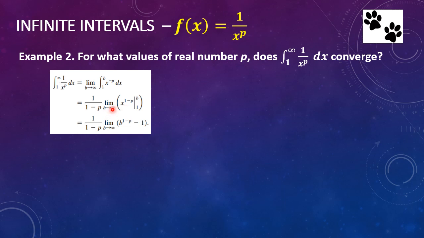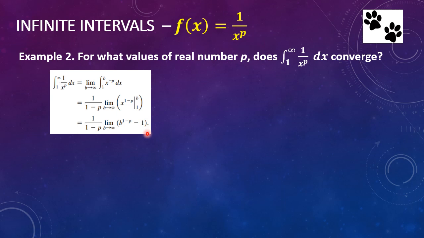And here we are applying the limit. Well, 1 over 1 minus p is a constant, so we can pull that out in front. When we apply the limits of integration, we plug in b for x, we get b to the 1 minus p minus 1 to the 1 minus p. Well, 1 to any power, even if it's 1 minus p, is going to be 1. And so that's why you don't see the exponent there.